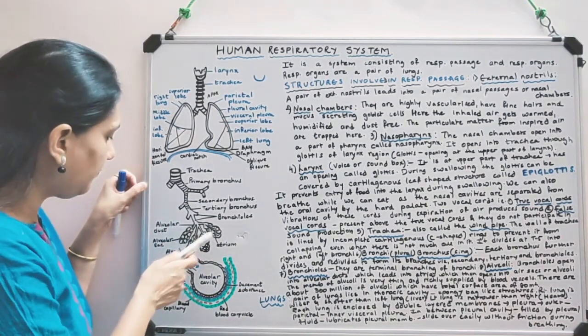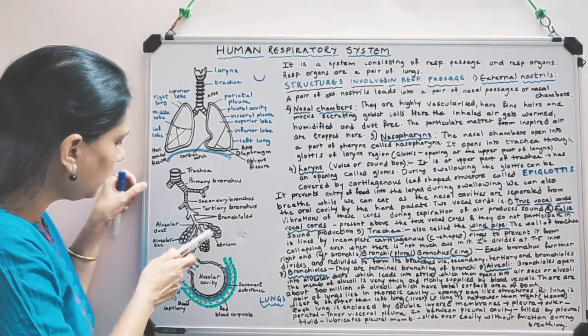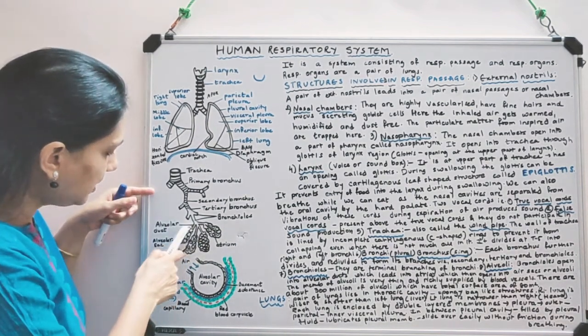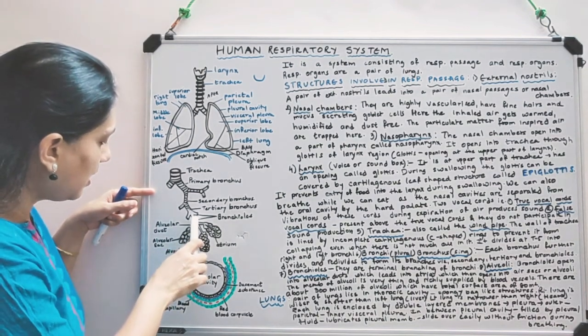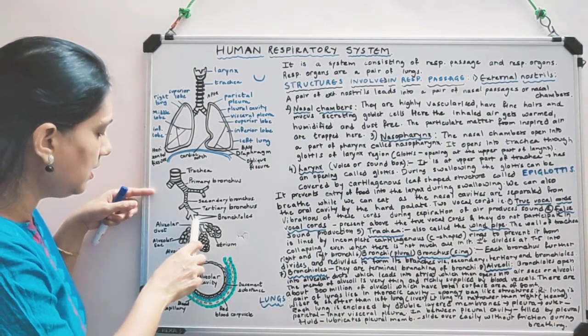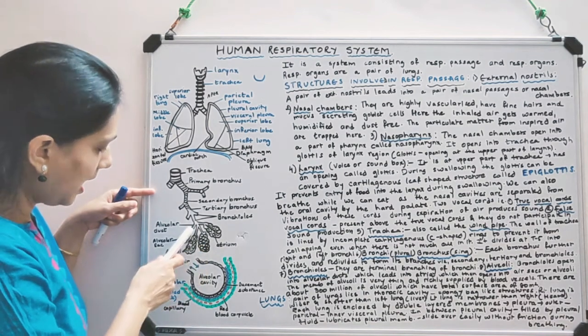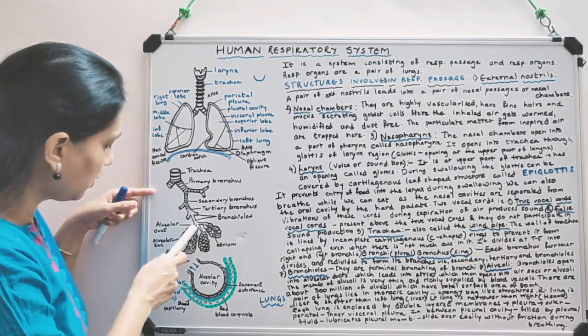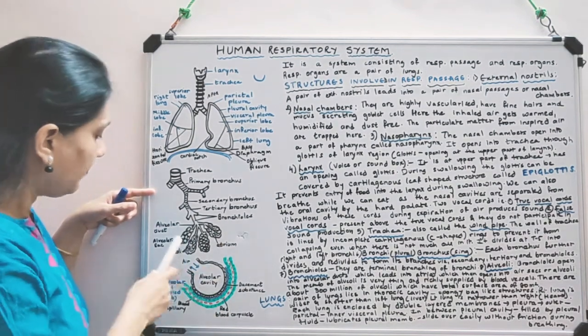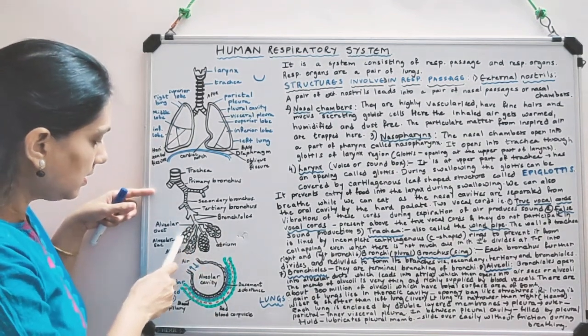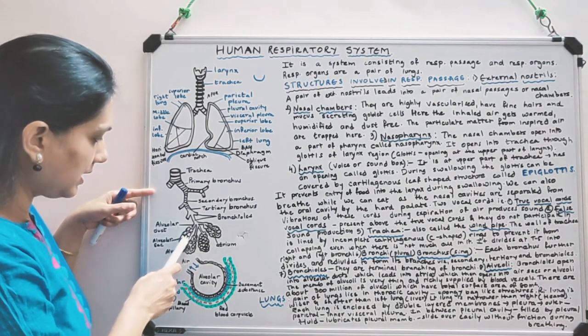Now this part, you can see this appears like a cluster of grapes, but it is not that. So this part is called the alveolar duct. You can see this. I have made rounded structures. Those are the air sacs or the alveolus. Now, this is what you see from outside.